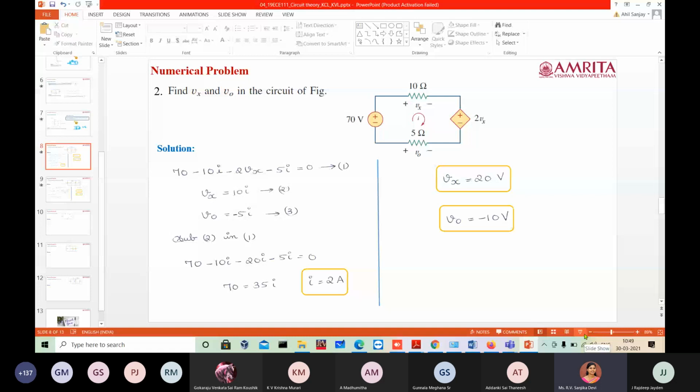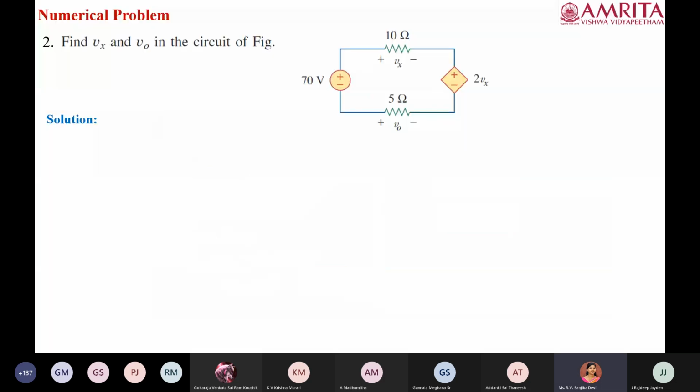Okay. Yeah, this was a numerical we were solving in the last class, and I think there were a lot of doubts in yesterday's class. So what I will do is explain the numerical once again, so that students who are still not clear with the numerical will get an idea.